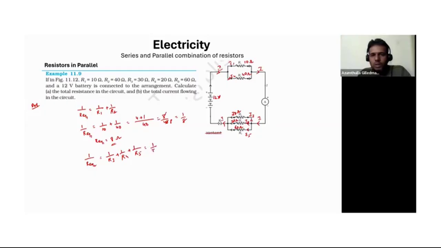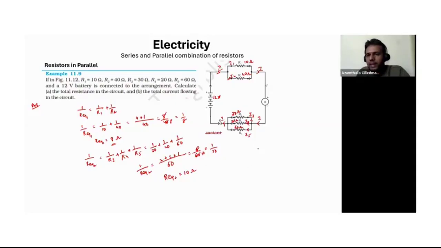So this is 1 by 30 plus 1 by 20 plus 1 by 60. What is the LCM? LCM is 60. Then 3 twos, 2 threes, 6 ones. Hope you guys know how to do LCM. So this is 6 by 60, that means 6 ones, 6 tens. So this is 1 by 10, so R equivalent 2 is 10 ohms. So I got the effective resistance of the upper part and the bottom part of the circuit.